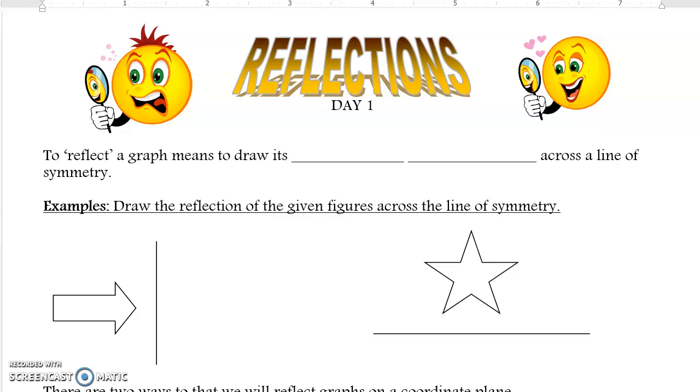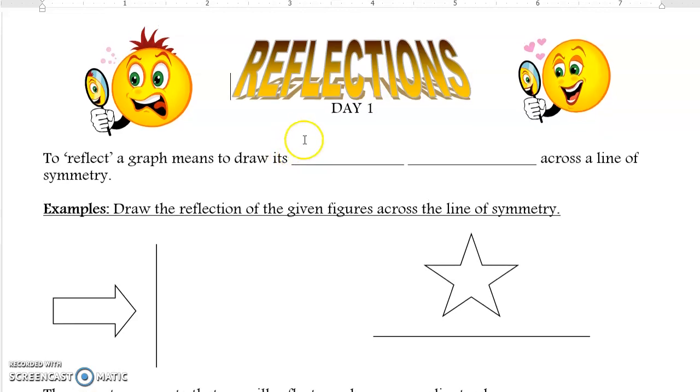It says to reflect a graph means to draw its mirror image. So let me grab a pen here and jot down mirror image across our line of symmetry. So everything we do should look the same. It should just be in reverse image.